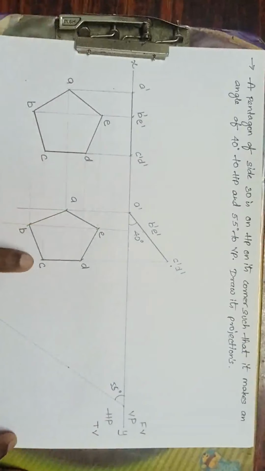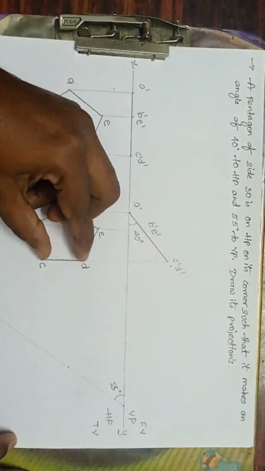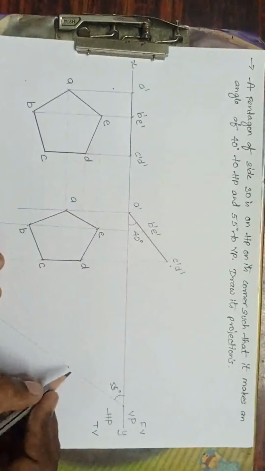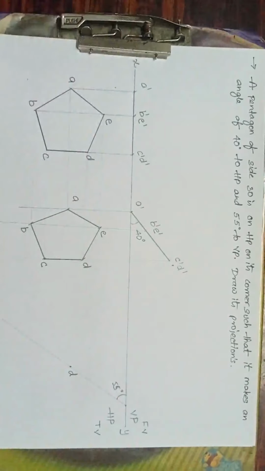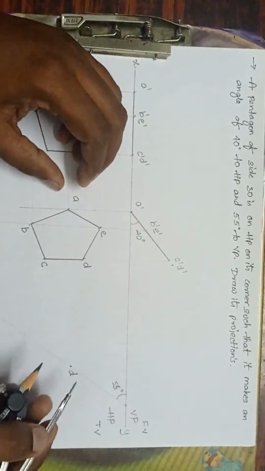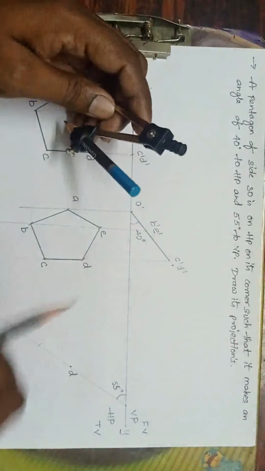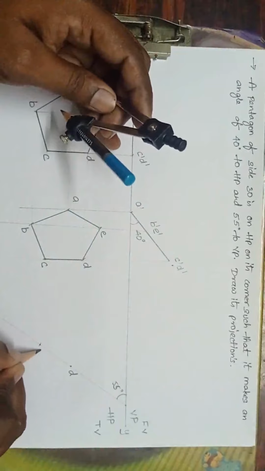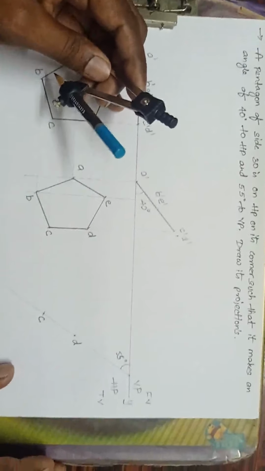Now take any edge, but I will take DC, which is perpendicular to VP. Okay, this DC is perpendicular to VP. We know that. So I will take this DC here. So mark any point D here. Okay. Now what to do? Take radius D and C like this. D as a center. Cut here. What will I get? I will get point C.